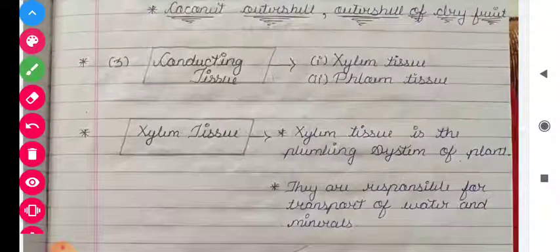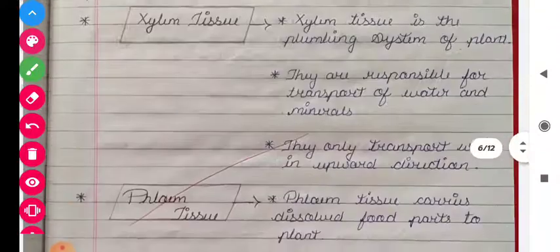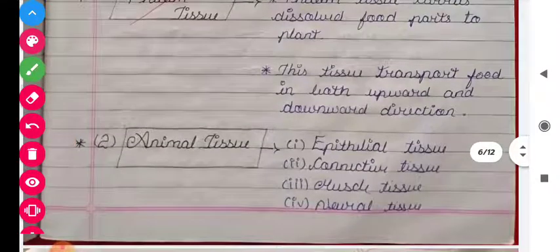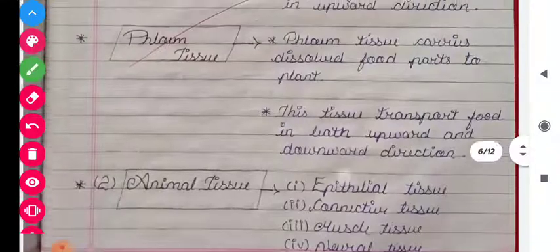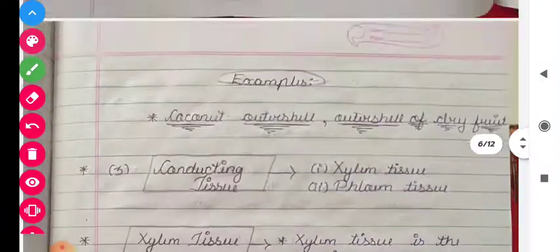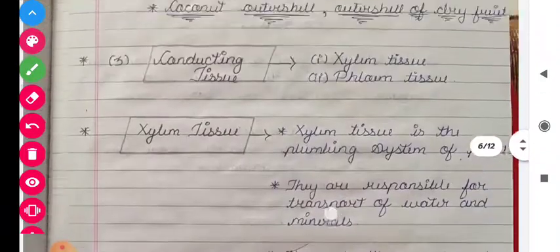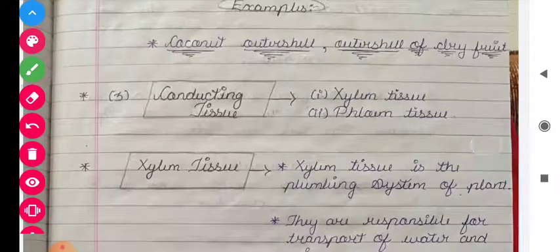Students, today we are going to discuss the various types of tissue, and the type of tissue that we are going to discuss is the conducting tissue, which is the last type of tissue in the plant tissue. After that we will study the second major classification of tissue, which is animal tissue. So let us start our lecture.